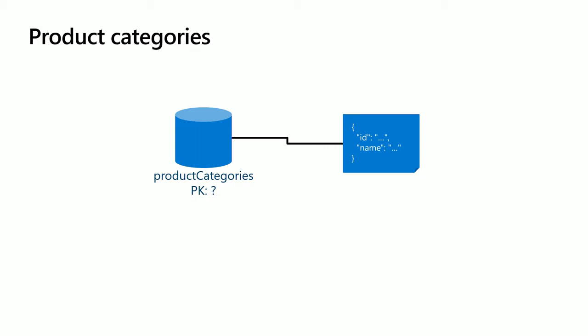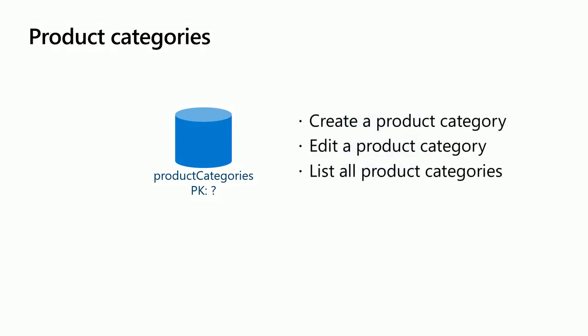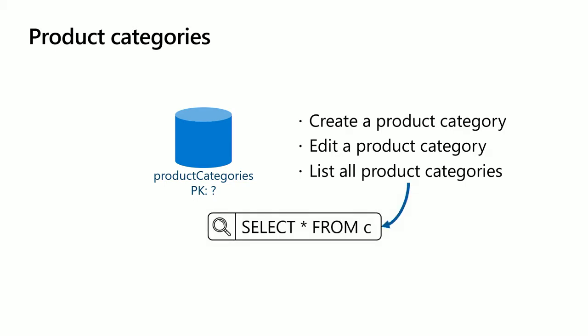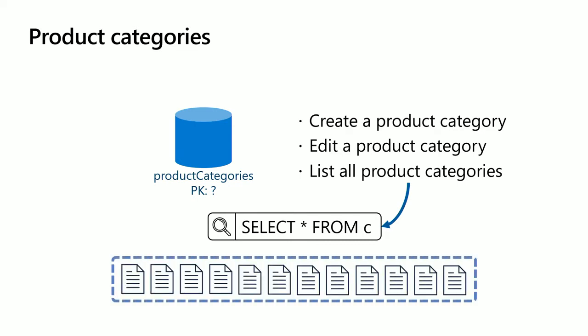How do I choose the partition key? Well, once again, I'm going to look at the most essential operations I need to perform against the categories. I should obviously be able to create or edit a category, but most importantly, I should be able to list all the categories available on my e-commerce website. So the SQL query corresponding to that operation would be just select star from C, which means list me everything that is available in that container. And for that specific query to be a single partition query, what I would need is that all my categories should sit in the same logical partition, right? Because if I ensure that, I'm sure that this query will always just hit 1 logical partition.